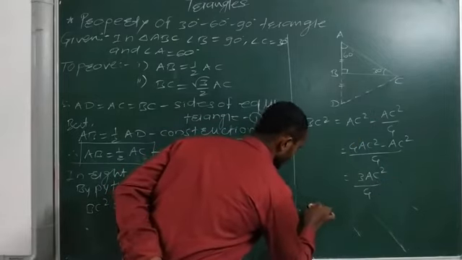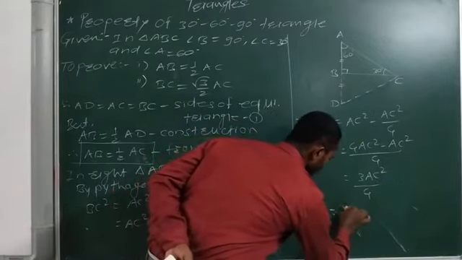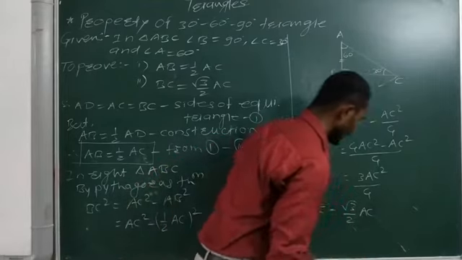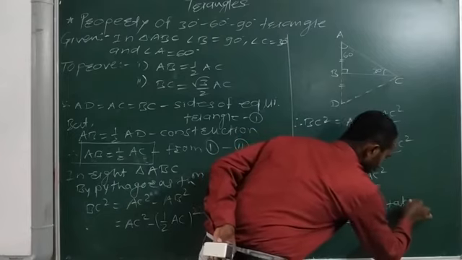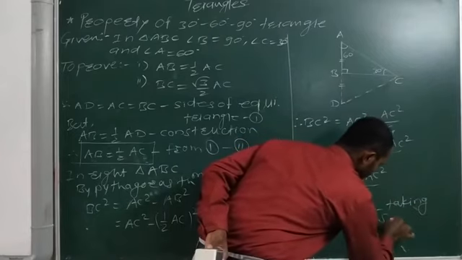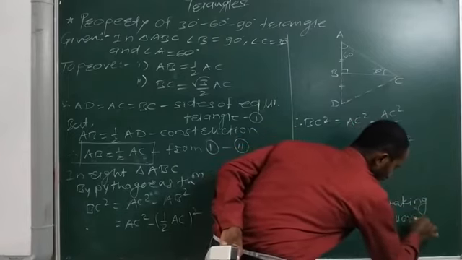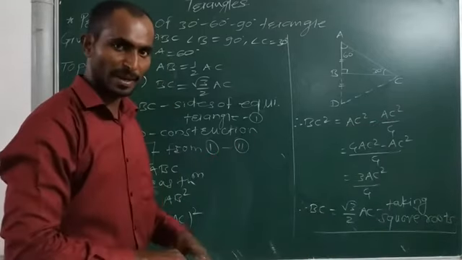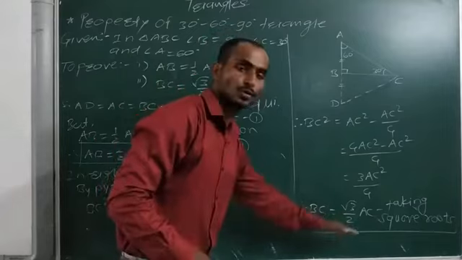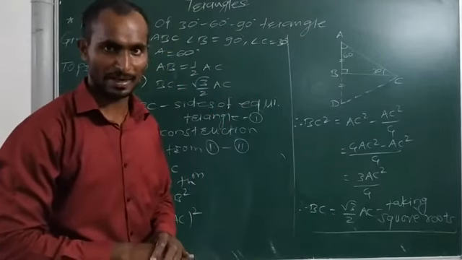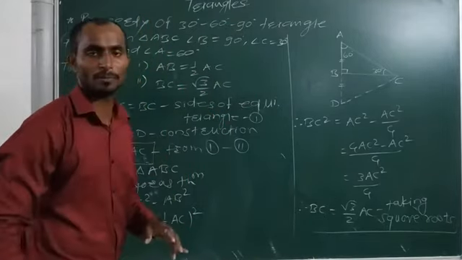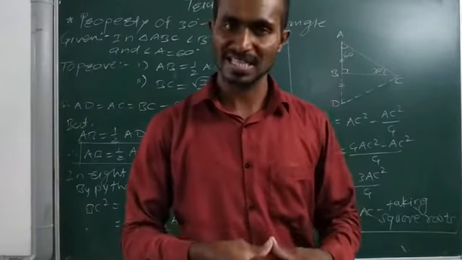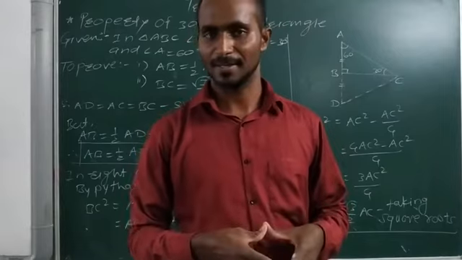Therefore we can write BC is equal to root 3 by 2 times of AC by taking square roots of both sides. So दोनों साइड के जब हम स्क्वायर रूट लेंगे तब हमें BC equal to root 3 by 2 times of AC मिलेगा. So this is the proof of the property of 30, 60 and 90 degree. Now we are going to prove the next property, of the 45, 45, 90 degree.